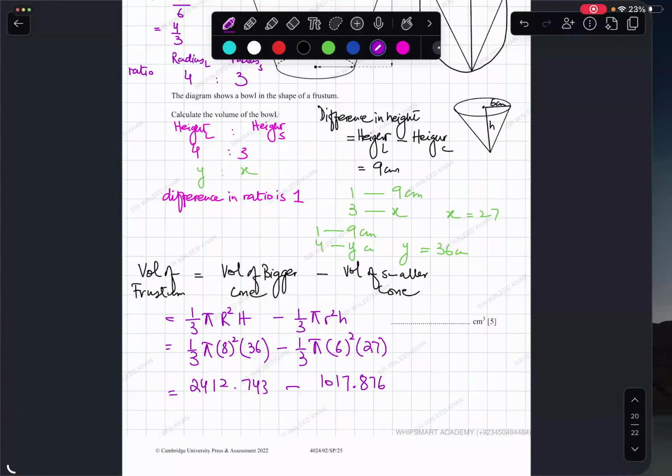1017.876. Subtracted from that one, minus answer, we have 1395.87 centimeter cube. Okay, that's your answer.